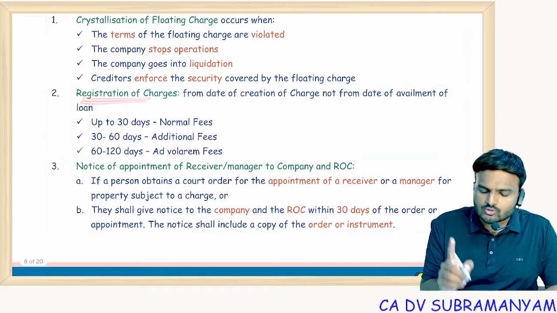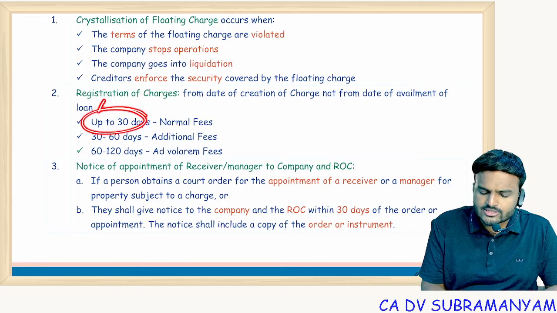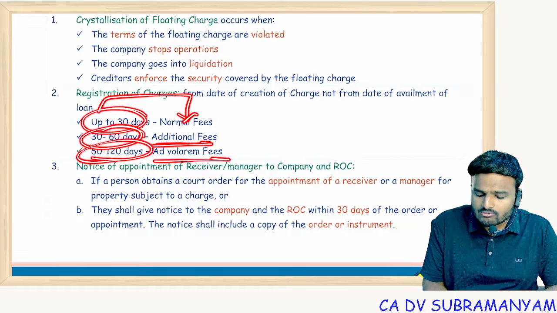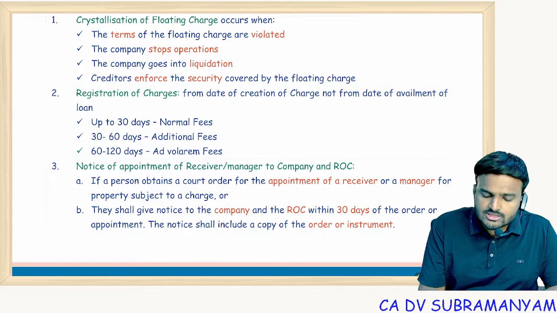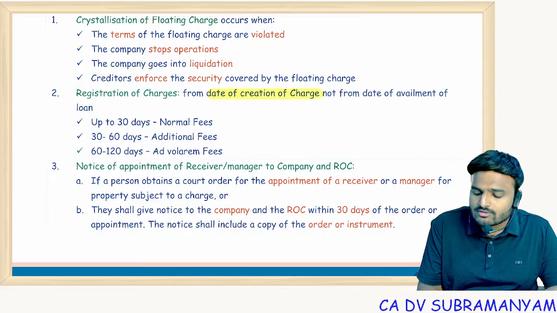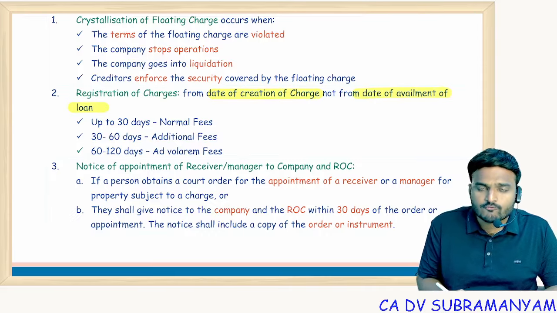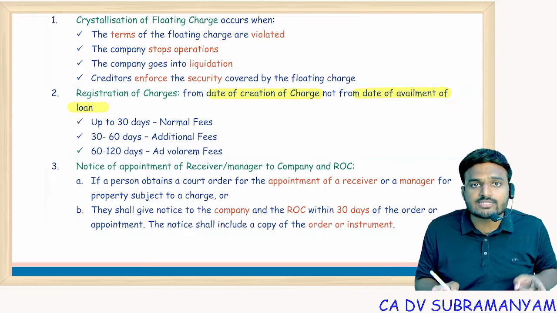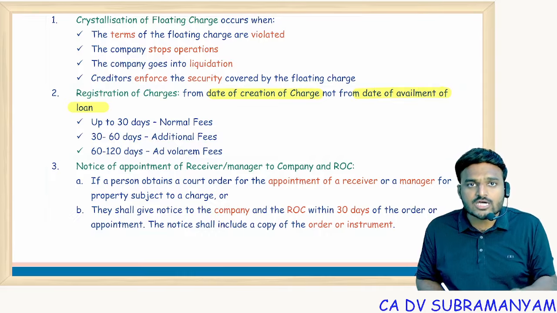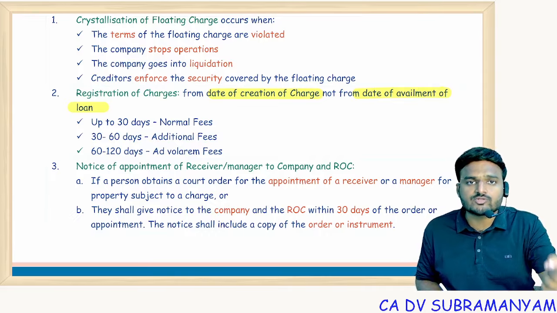Registration of charges, time limits. Up to 30 days of creation of charge, normal fees. 30 to 60, additional fees. 60 to 120, ad valorem fees. Most important point, charge registration should be done within these time limits. It is from the date of creation of charge, not from the date of availment of loan. When you started using the loan is not a matter. When you created the charge is a matter. From the date of creation of charge, within 30 days, register the charge with ROC.